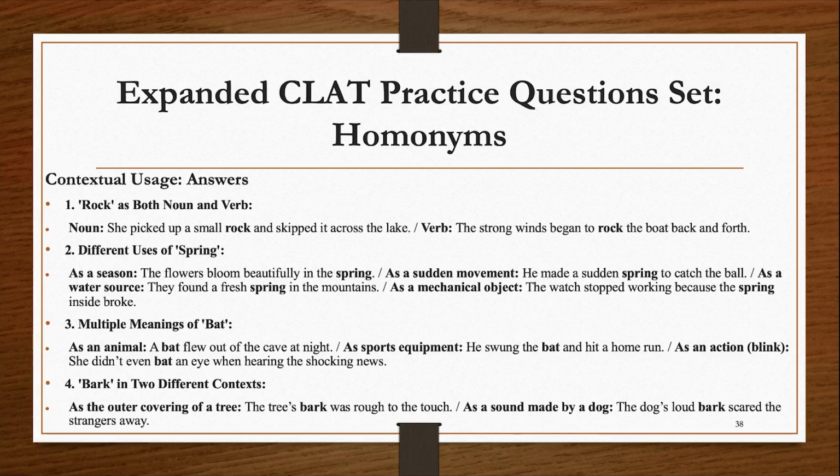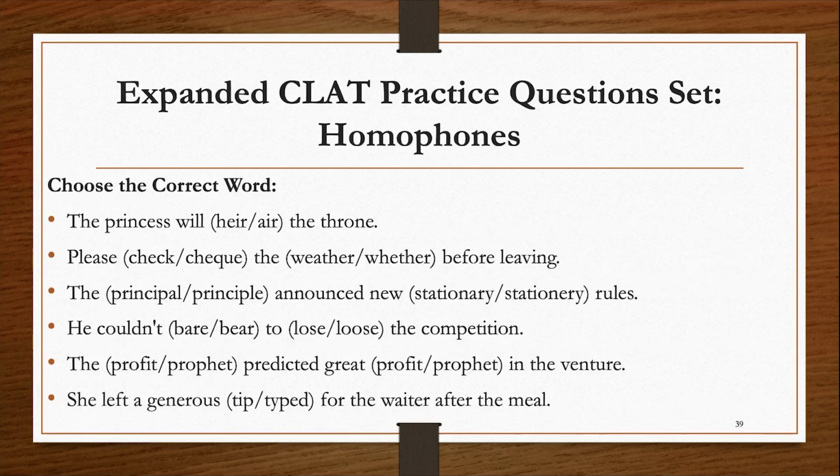Third, the multiple meanings of bat. As an animal, the bat flew out of the cave at night. As sports equipment, he swung the bat and hit a home run. And as an action, she didn't even bat an eye when hearing the shocking news. Again, the fourth one, bark in different contexts. As the outer covering of a tree, the tree's bark was rough to touch. And again, as a sound made by a dog, the dog's loud bark scared the strangers away. All right, now let's come to homophones.